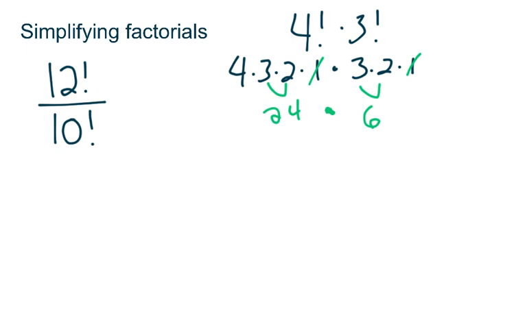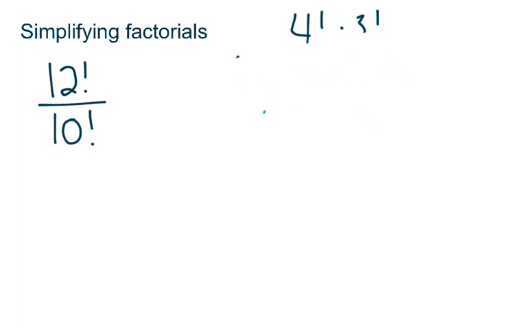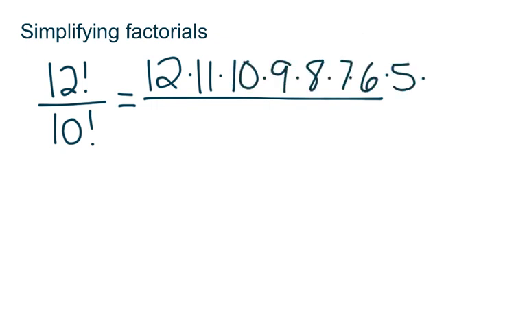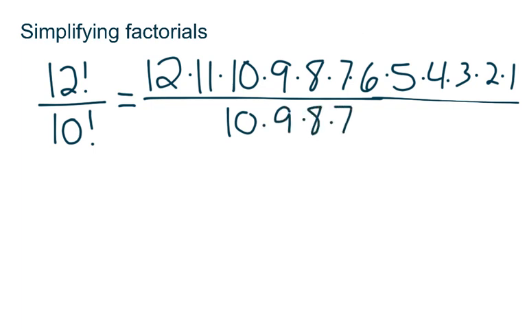Now if you're dividing, things can get even easier for you. Here we have 12 factorial divided by 10 factorial. You want to list out all the factors before you start multiplying anything, because you can shortcut your work quite a bit: 12 times 11 times 10 times 9 times 8 times 7 times 6 times 5 times 4 times 3 times 2 times 1. And then watch what I do here. Notice how 10 factorial is perfectly mirroring what we have above with the 12 factorial.